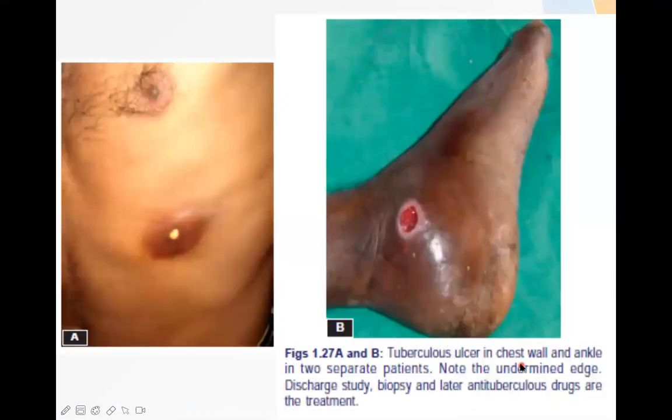Now, this is a tuberculous ulcer in the chest wall and ankle in two separate patients. Of course, these two are separate patients. We can also find out by looking at the color of the skin here. Okay. Now, if I pay attention on this especially, see that this is the superficial part of the ulcer, or the opening of the ulcer, you can say. And tuberculous ulcer is usually an undermining type of ulcer. It is going farther away when we go deeper. Okay, this is the hallmark of tuberculous ulcer. Never forget this, undermined.